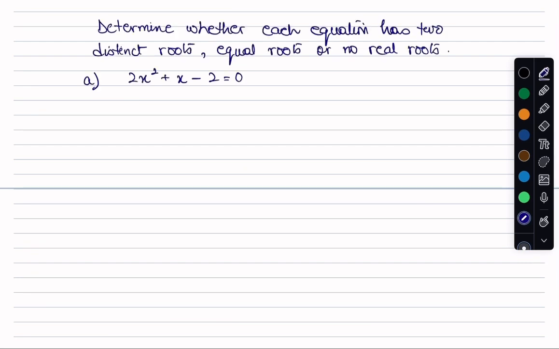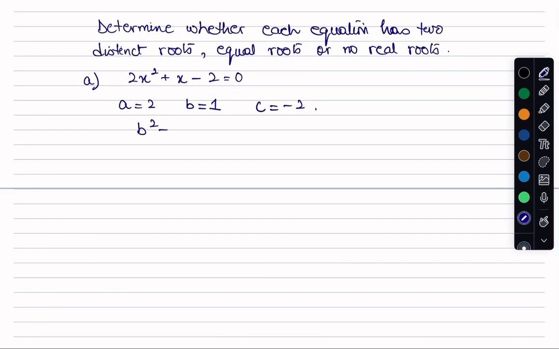Determine whether each equation has two distinct roots, equal roots, or no real roots. We have the quadratic equation 2x squared plus x minus 2. The a value is 2, b is the coefficient of x, therefore 1 in this case, and c, being the constant, is minus 2.